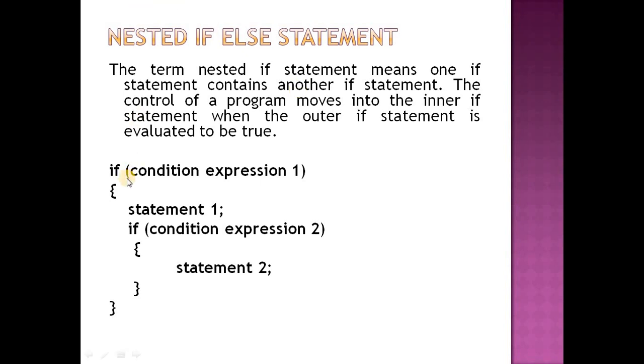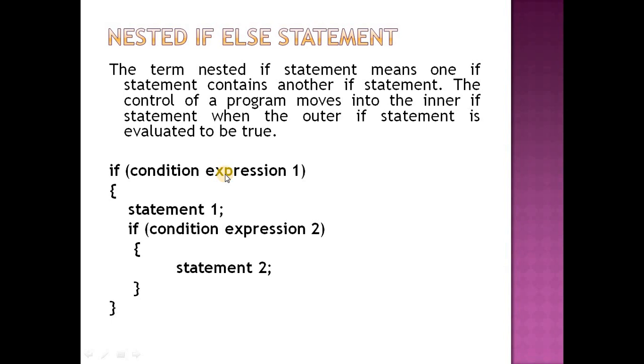So this is the outer if statement. If condition expression 1, if this condition is true, then only we will enter this curly bracket and execute statement 1. Then we shall evaluate the second condition, if condition expression 2. If this second condition is true, then only we will enter this curly bracket and execute the statement 2. So this is the outer if statement and this is the inner if statement. This condition is true, then only this part of the program will get executed.